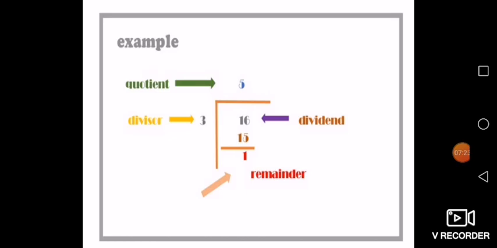So, here in this question, 16 is dividend, 3 is divisor, quotient is 5 and the remainder is 1. I hope all the terminologies are clear in your mind. Dividend, divisor, quotient and remainder. Remember all these terms which we are going to use in our question.